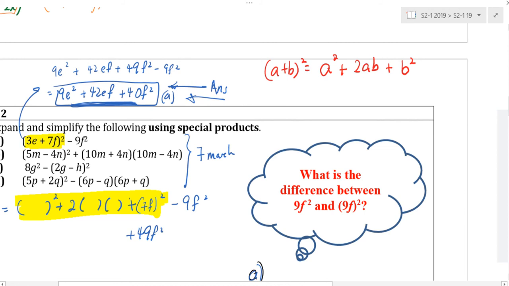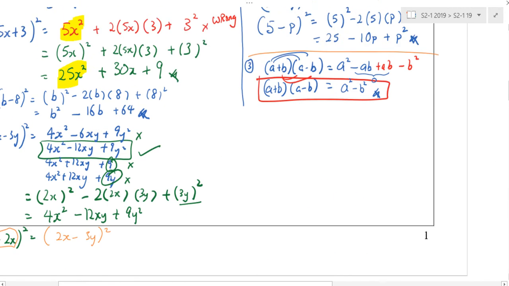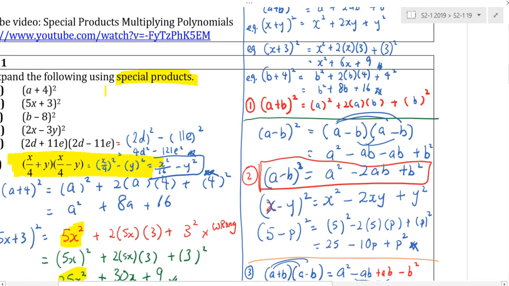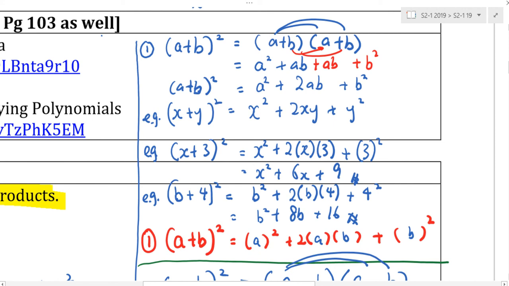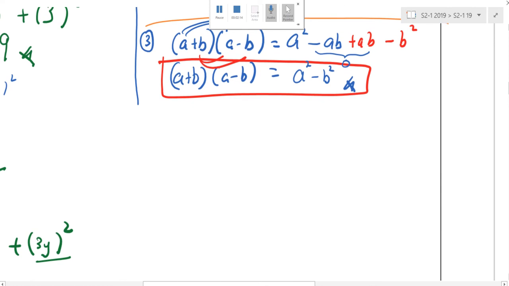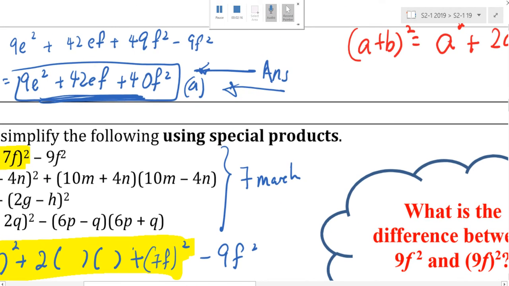If you ask me, teacher, how do I get this? My answer is on the first page where we talk about the expansion. We did it slowly. Bracket A plus B, expand slowly. I get A squared plus 2AB plus B squared. But I don't want to go through the slow method every time. That's why I say this is a special formula. Do you still remember?